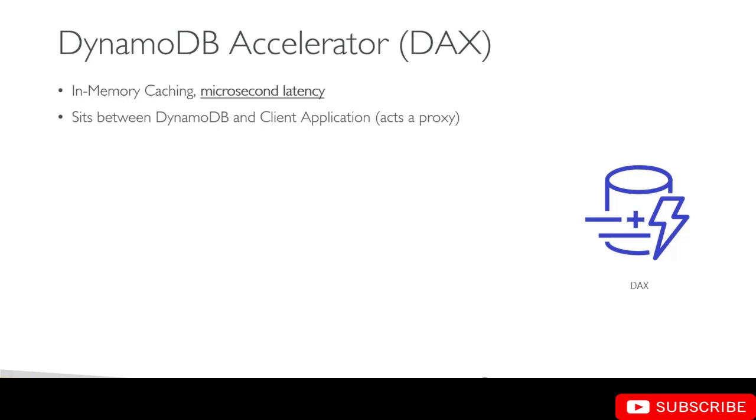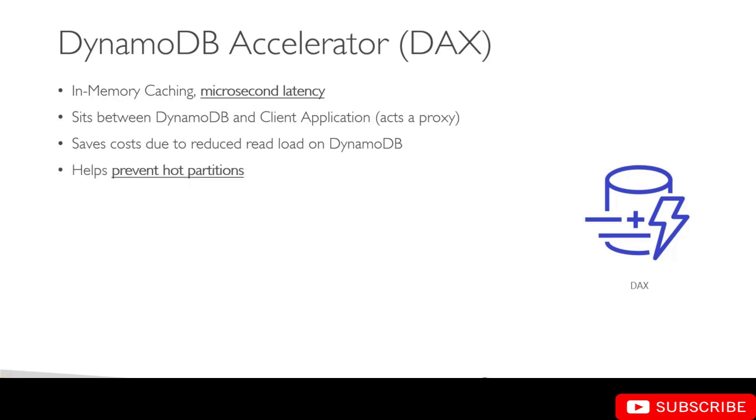So a DAX cluster sits in between your DynamoDB table and the client application. So in effect, it acts as a proxy. It does save a lot of costs because you reduce the read load on DynamoDB. So essentially you save up on the RCUs that your DynamoDB table consumes. It also helps you prevent hot partitions, and when you use DAX, you require minimal code changes to your application.